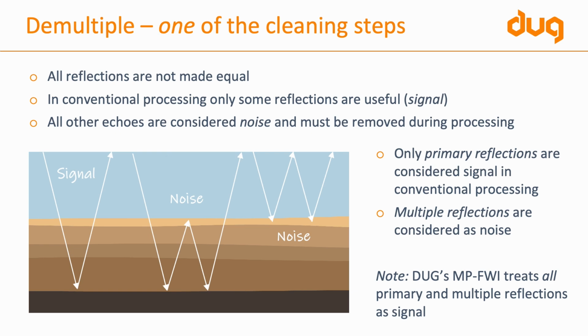Only primary reflections, those which reflect only once between source and receiver, are useful. Removing all the multiple reflections from the data is a complex step requiring a lot of testing, a lot of compute, and an element of subjectivity. Jumping ahead a little, this is just one of the reasons why our MP-FWI technology produces superior results in shorter timeframes. It naturally uses both primary and multiple reflections as signal. What was noise is now signal.